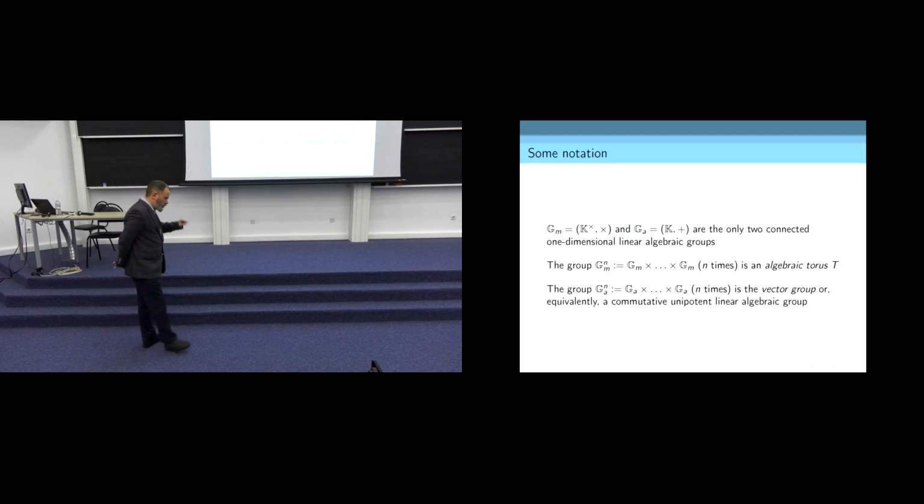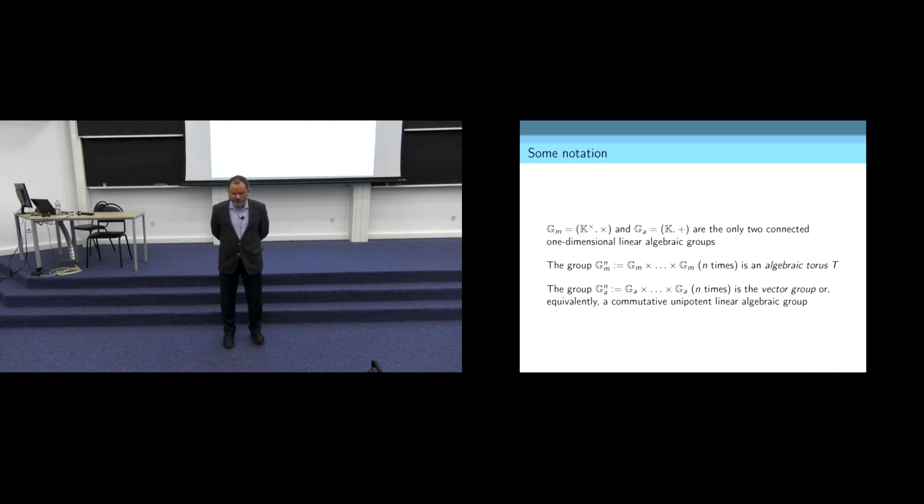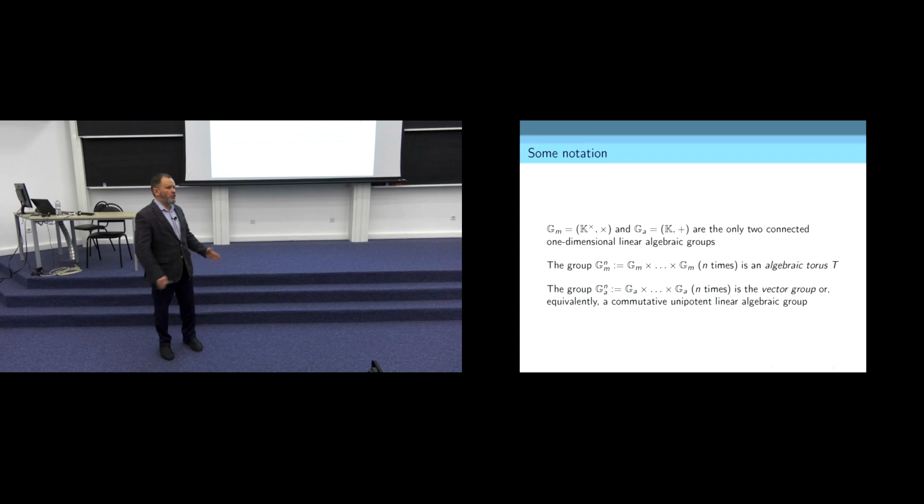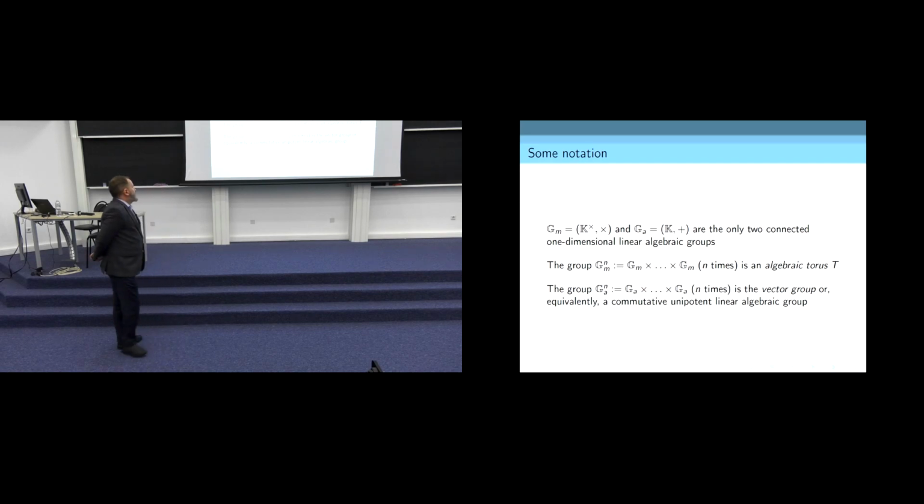I recall that we work over an algebraically closed field of characteristic 0. It is well known that any connected commutative algebraic group is just a product of such subgroups. This is always a product of a torus and a vector group. So these are important building blocks for algebraic groups.